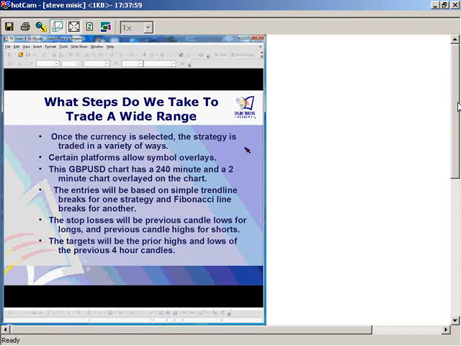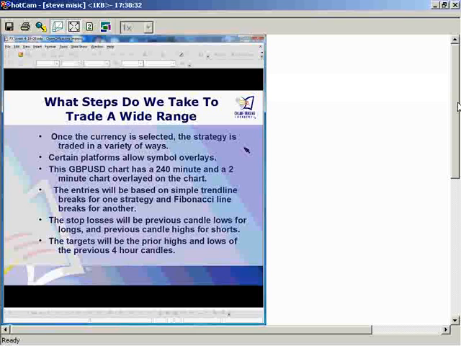Now, I don't know how many people here use fancy charting platforms. TradeStation happens to be one of the more fancy charting platforms that I've used for many years. So it has some capabilities that are not available in most of the other charting packages. But TradeStation allows me to actually take a chart that's based on 240 minutes and then overlay a 2-minute chart right on top of the same chart.